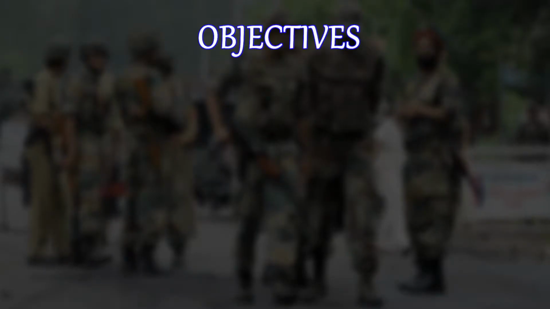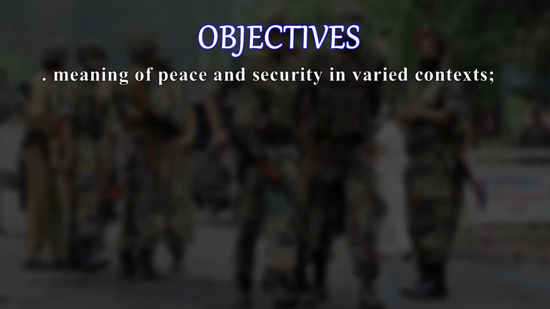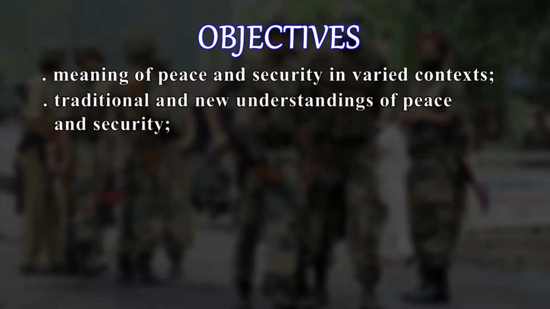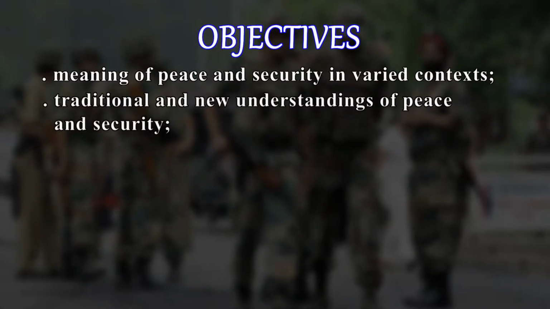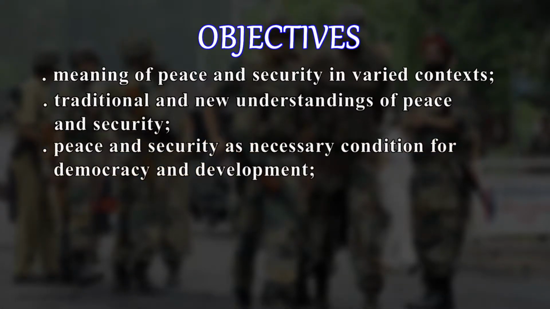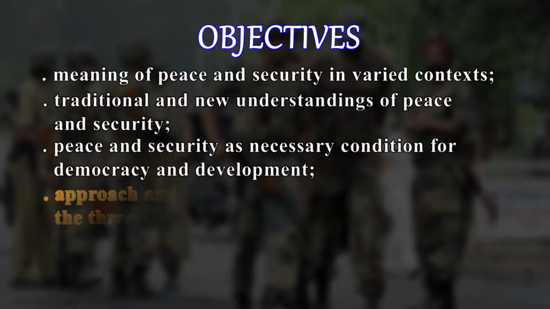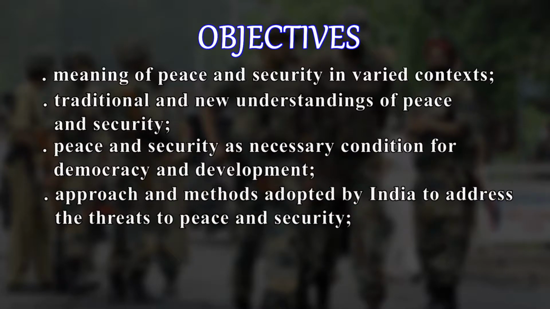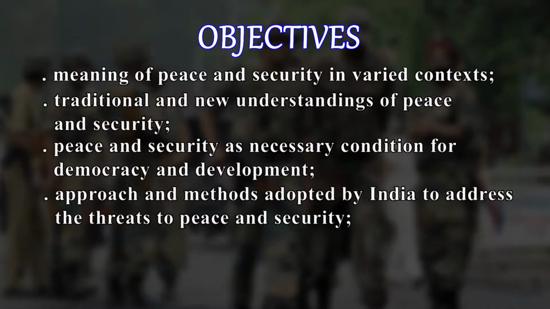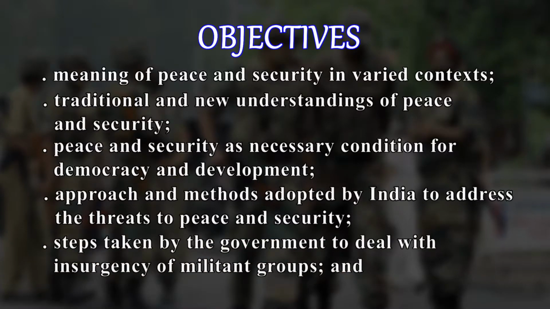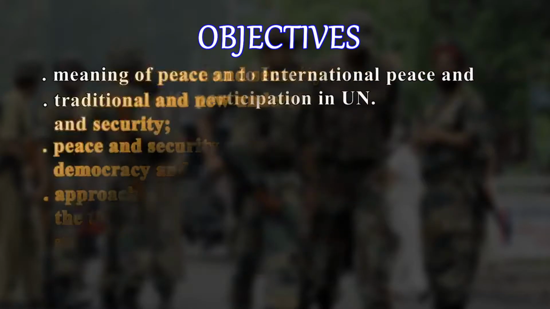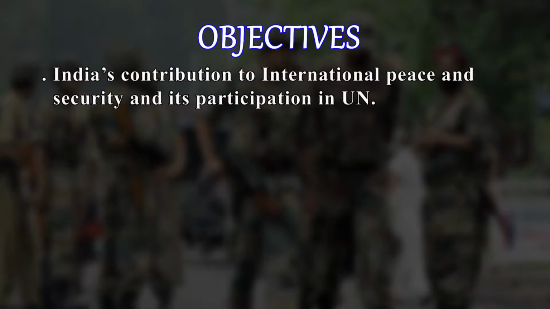Let me tell you very briefly the objective of this lesson. The first objective is meaning of peace and security in varied context. The second one is traditional and new understanding of peace and security. Third objective is peace and security as necessary condition for development and democracy. Fourth one is approach and methods adopted by India to address the threat of peace and security. The fifth objective is steps taken by the government to deal with insurgency of militant groups, and the last one is India's contribution to international peace and security and its participation in United Nations. So, these are the broad objectives on which we will be discussing.